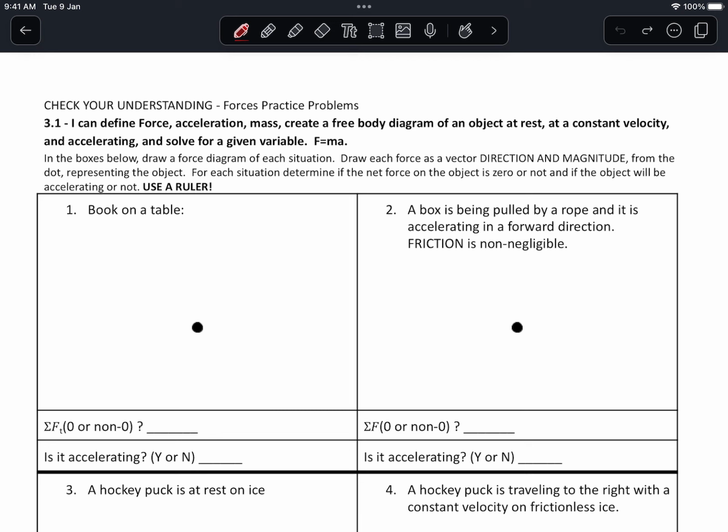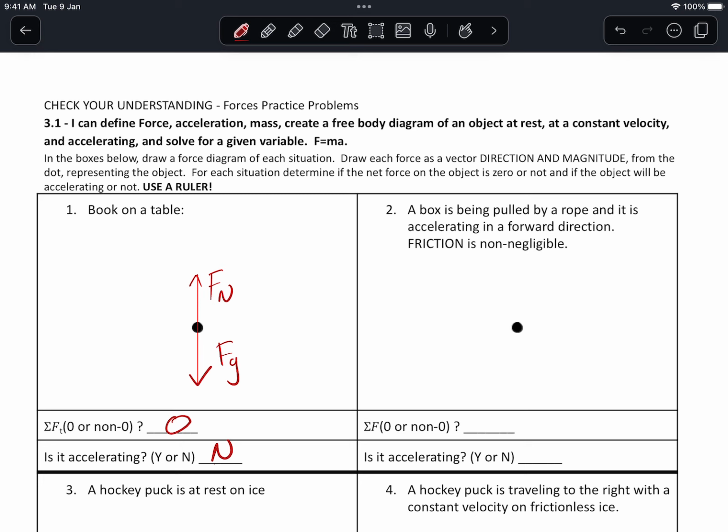Okay, so a book on a table. Well, is there gravity? Absolutely. So I'm going to have the force of gravity down, but it's not accelerating down, it's just sitting on a table. So there must be something equal and opposite in the other direction, and that is the normal force. Are the sum of all forces equal to 0 or not equal to 0? Well, in this case, they are equal to 0 because there's no acceleration.